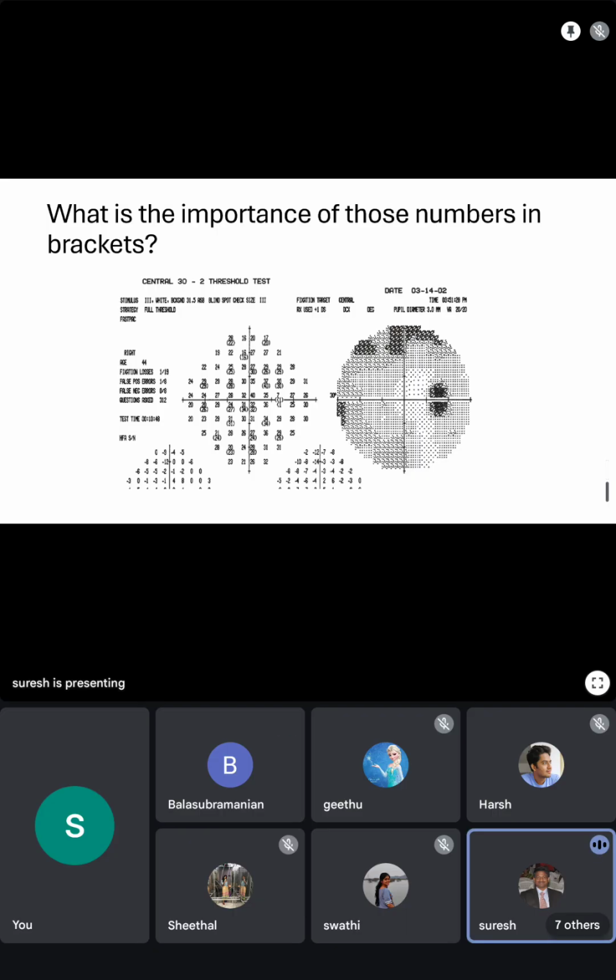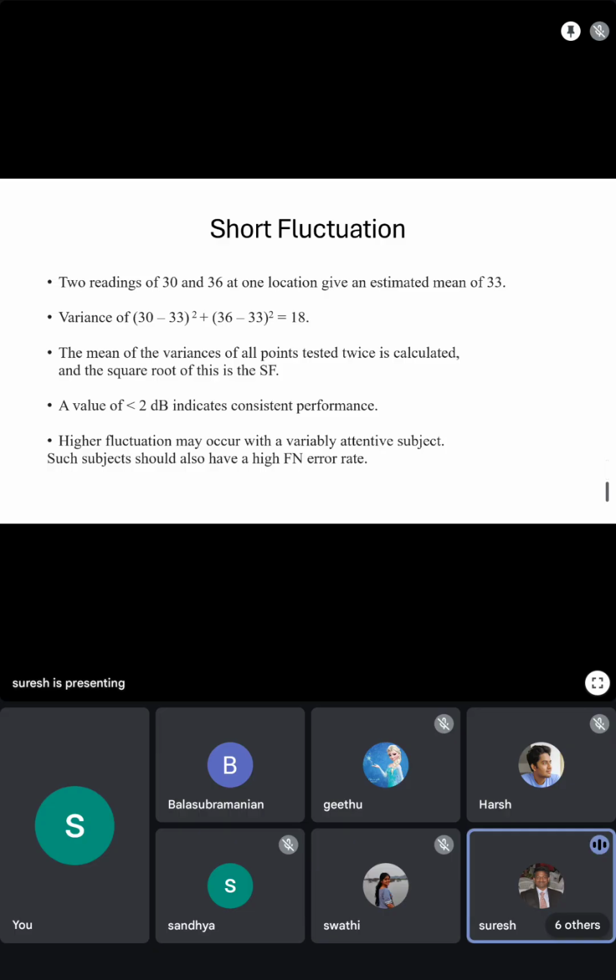While I am doing the test, if I show the same point again, will there be a variation? That is the meaning of intra-test. So that is what they're actually doing. All these fixed points, they will test twice, and if there is a variation, they will write it in the brackets. But this is just the raw value. Now, how are they arriving at the short-term fluctuation? If you see the printout, there will be one value, SF, short-term fluctuation. So this is how they arrive at that value.